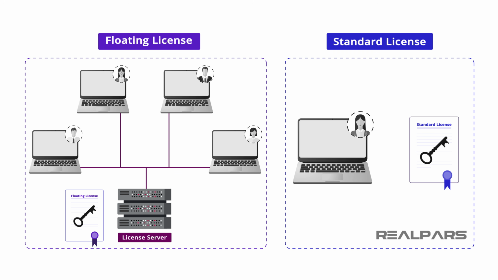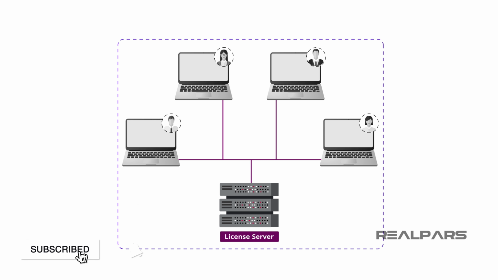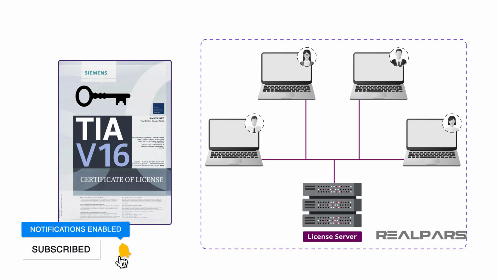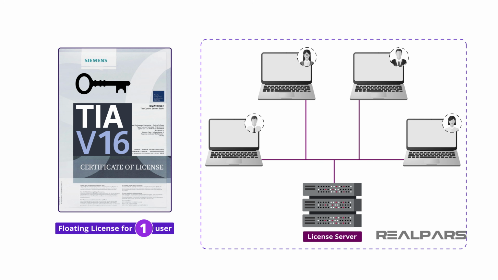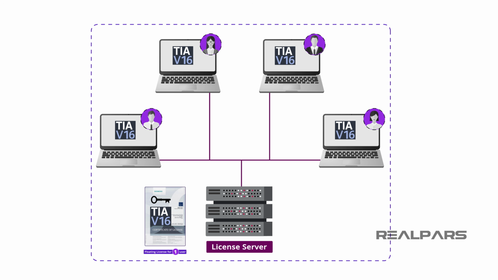In other words, a standard software license allows only one user, but a floating license will allow a group of users to access the software. For example, let's say you buy a TIA Portal, which is the PLC programming software from Siemens. The TIA Portal product description states that you have purchased a floating license for one user. Now, what does that mean? It simply means that you can install this software on your office or home network, and then all the people who have access to that network can use that software.